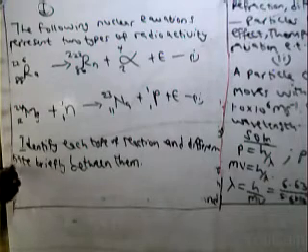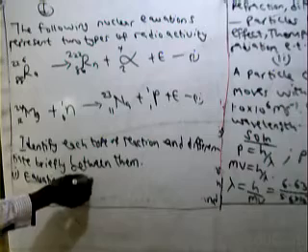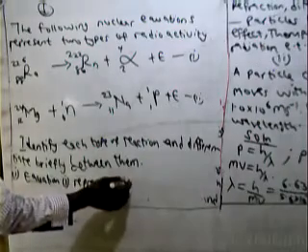Now, solution. The first equation, equation 1, represents natural radioactivity, while equation 2 represents artificial radioactivity.